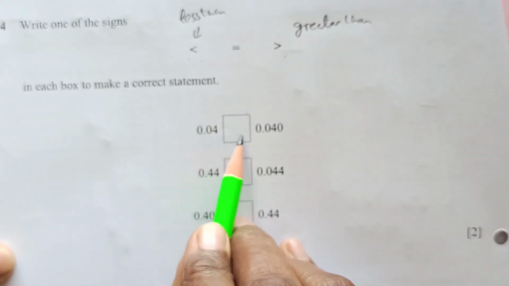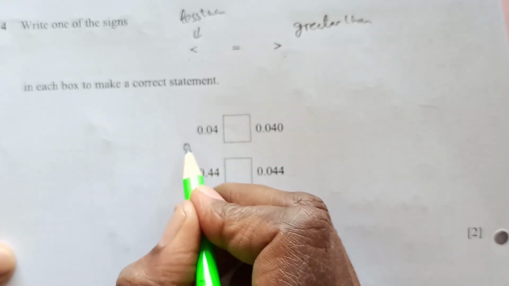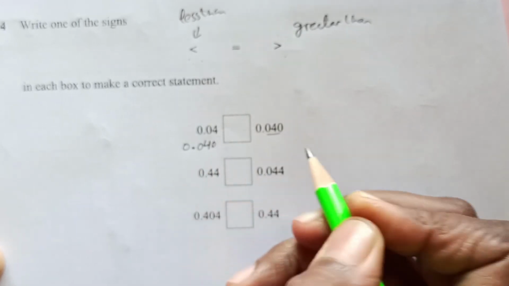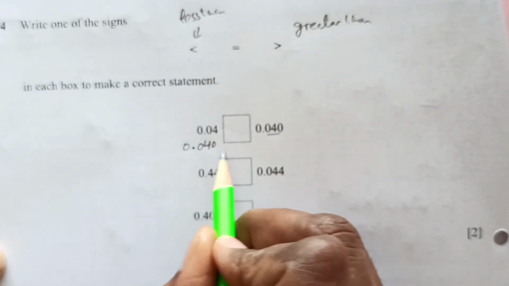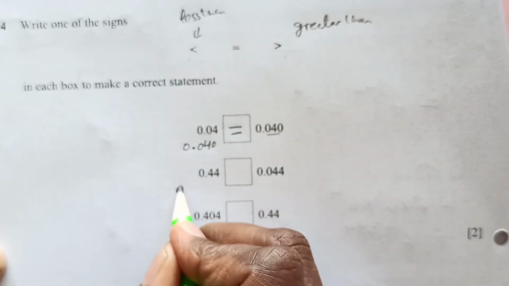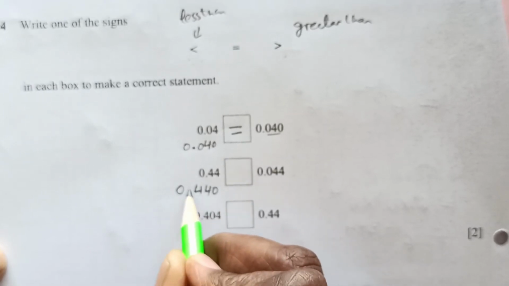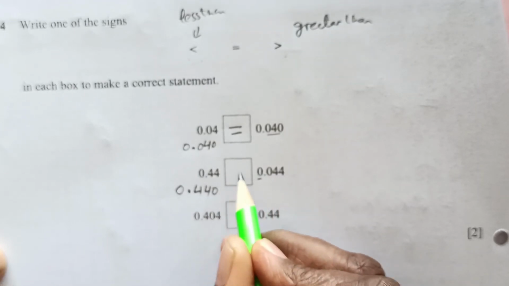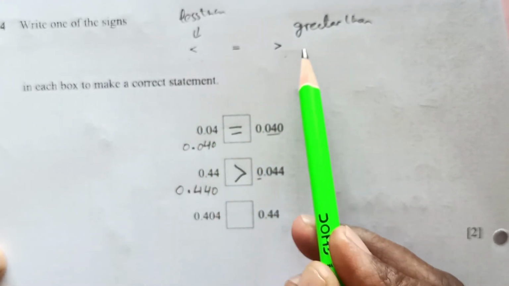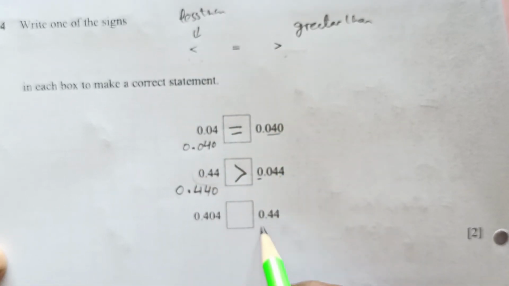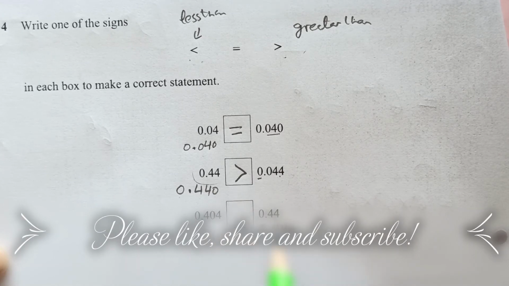So 0.04 and 0.040. If I write a 0 after the decimal digits, that does not make any difference. So it's the same, and we will have the equal sign. Now this is 0.044 and this is 0.440. The decimal part 440 is bigger than 44, so this one is greater. This is the symbol we are using: this number is greater than this one, right? Now this one is 0.404 and this is 0.440, so this one is less than this.